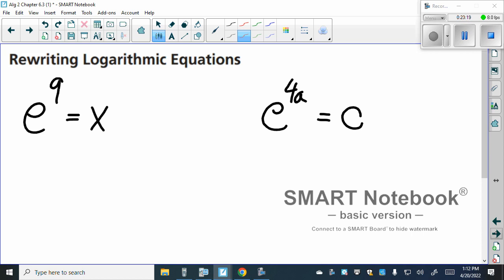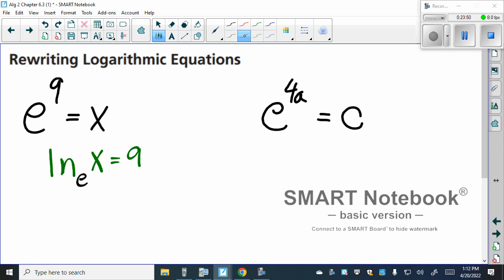Let's go the other way around for a few of these here. e to the 9 equals x. How would we? So the natural log, ln x equals 9. My bad. Because our base for this would be e. Now since e is understood for natural logs, we don't have to write that base.